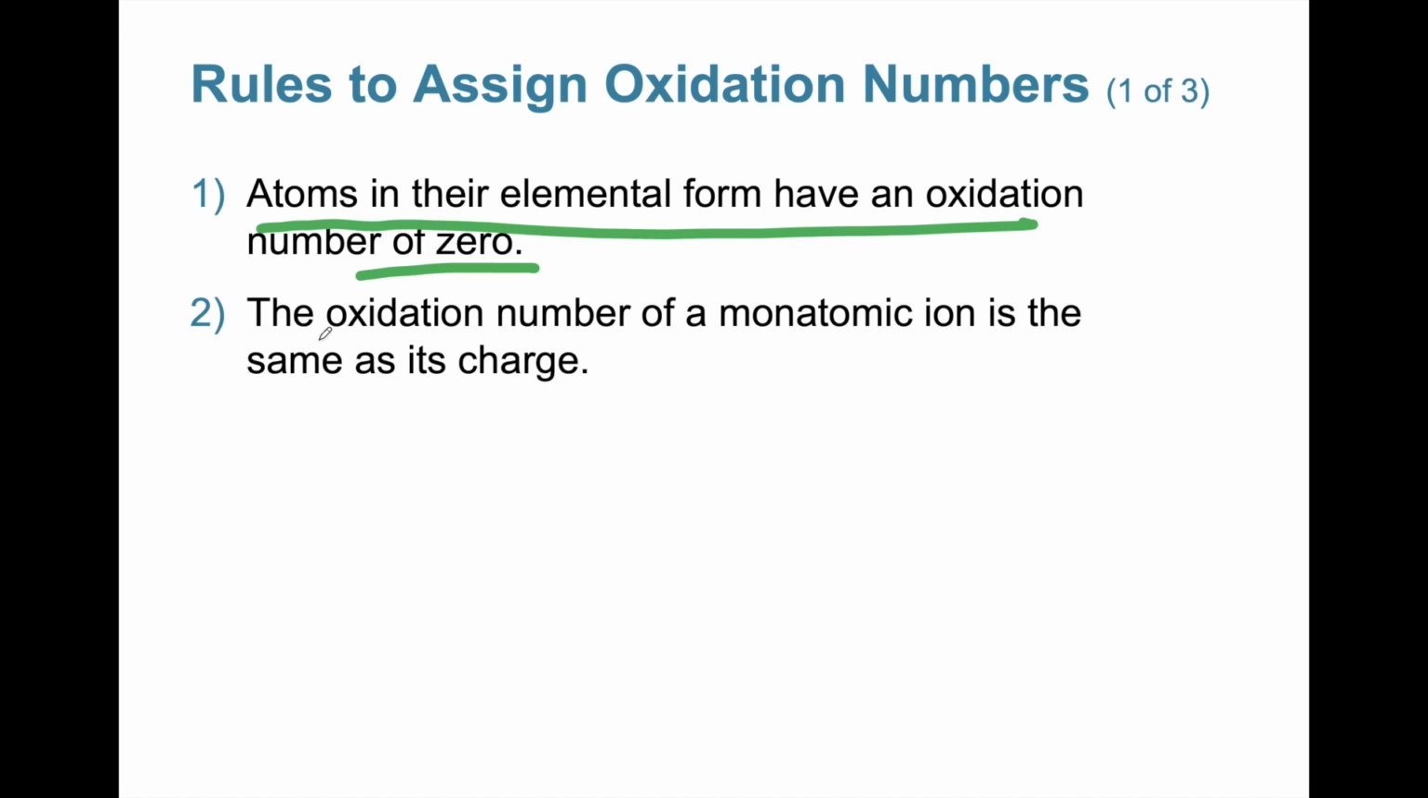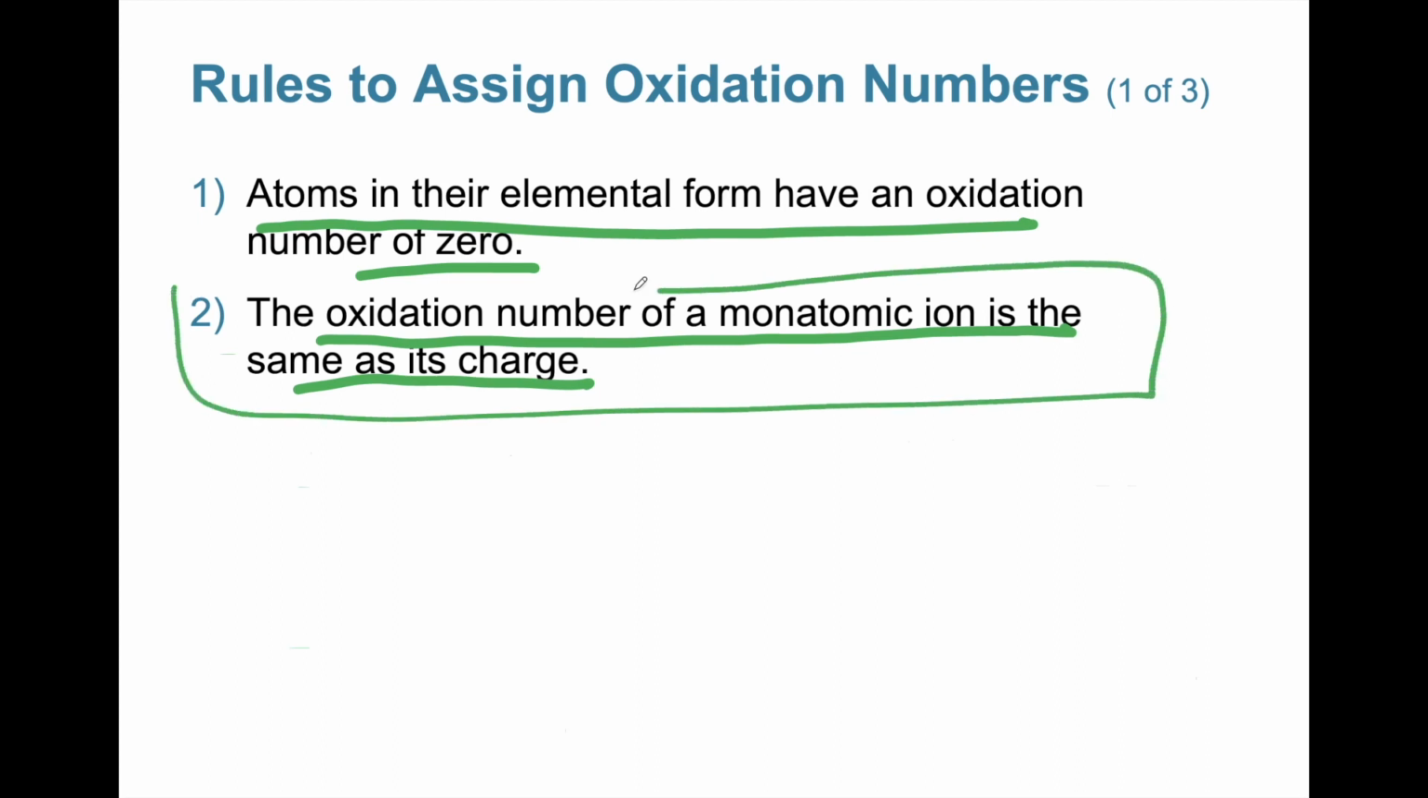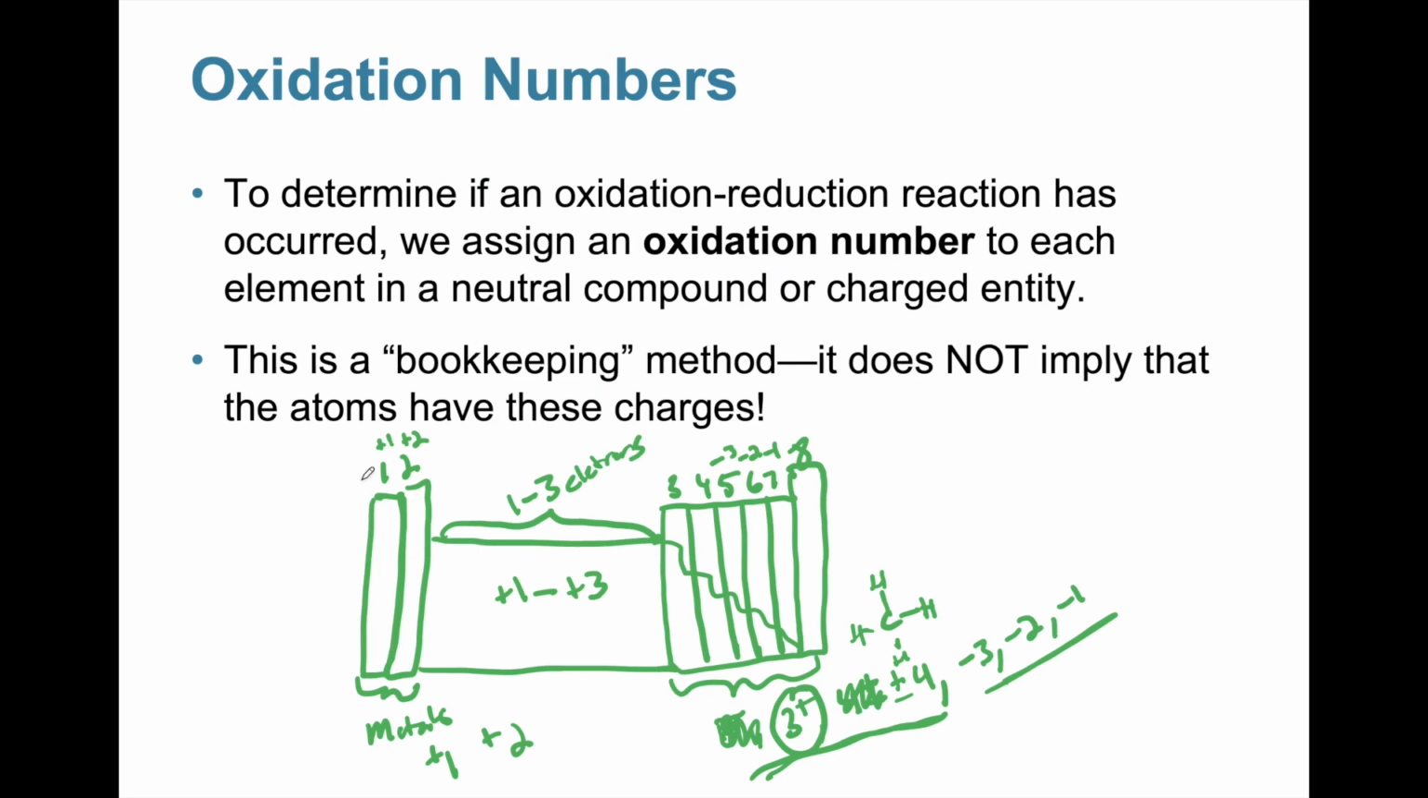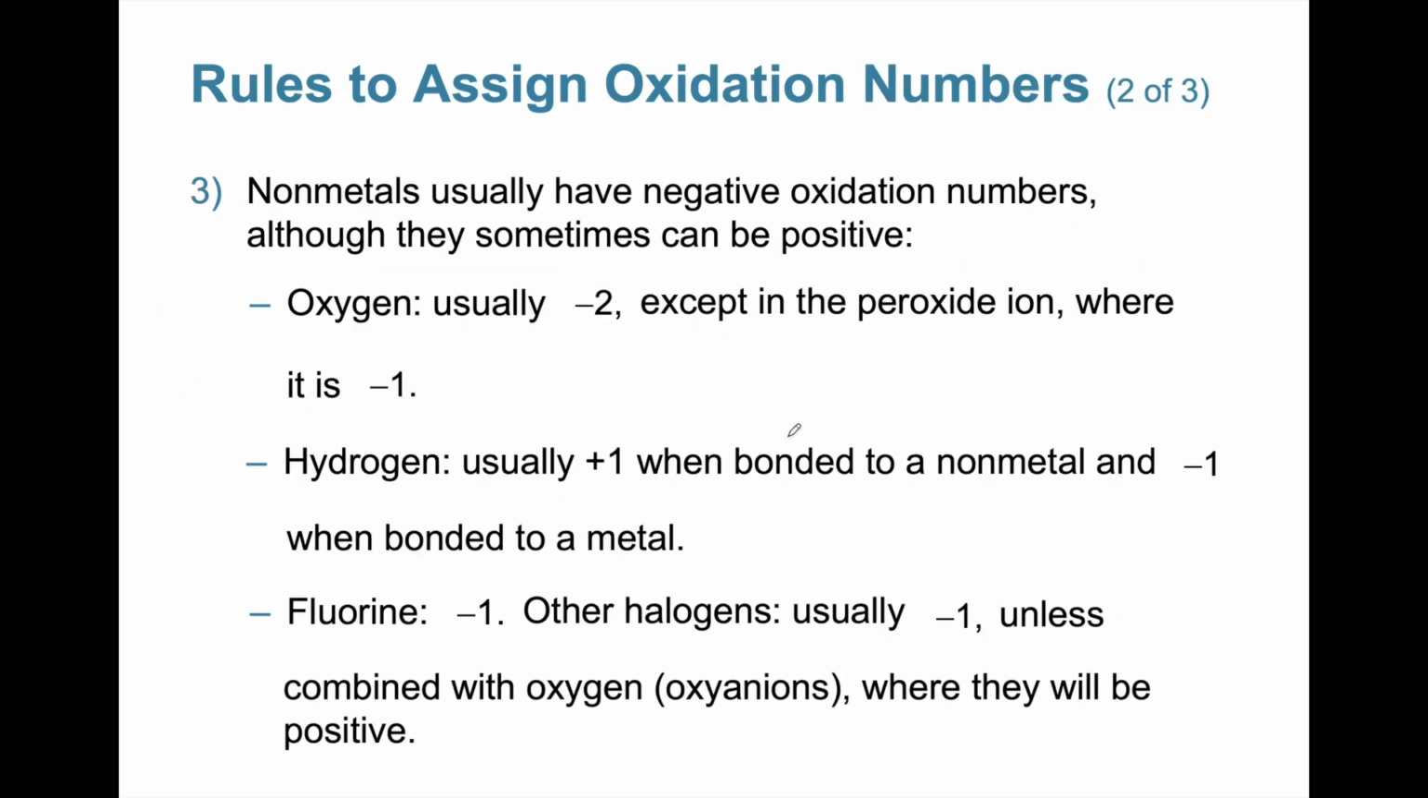And then number 2, the oxidation number of a monatomic ion is the same as its charge, right? So this statement right here, that's this right here, right? The charge of group 1 is plus 1, which means its oxidation number is 1. Charge of group 2 is plus 2, so the oxidation number is 2. And then over here, group 5 charge is minus 3, so oxidation number is minus 3. And then minus 2 and minus 1 and so on, right? So those are what those two statements say.